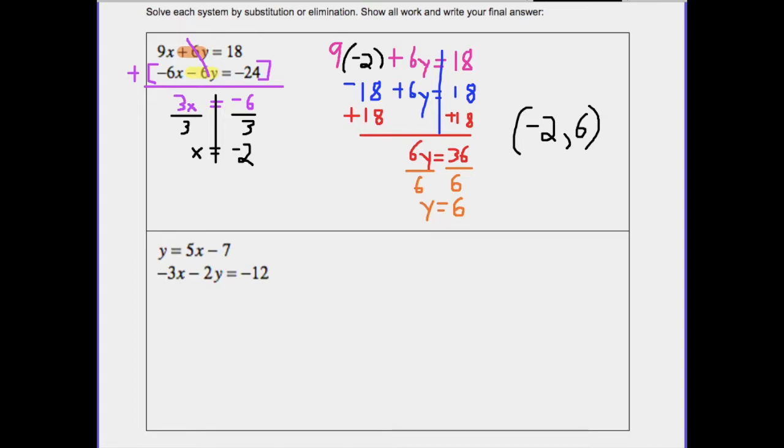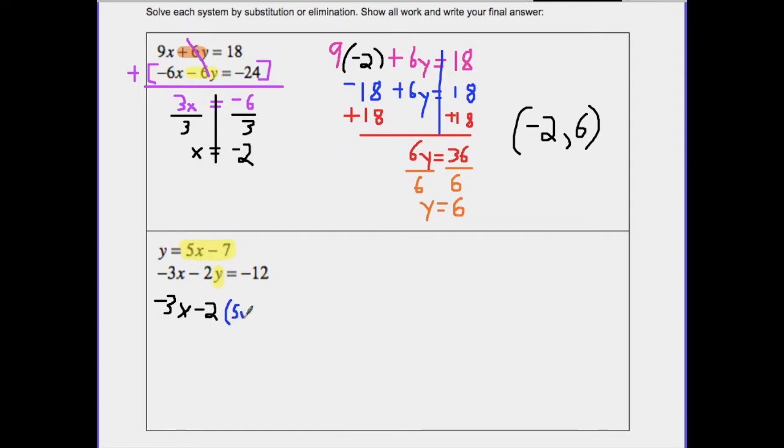All right, so let's check out the next one here. And these are not lined up for elimination. So it looks like this one we'll have to use substitution. So remember when we do that, we'll go ahead and highlight here. This says y equals 5x minus 7. I want that to substitute in for y in the second equation. So the way we'll write this is we'll rewrite the second equation, but when we get to y, we're going to replace it with what we highlighted.